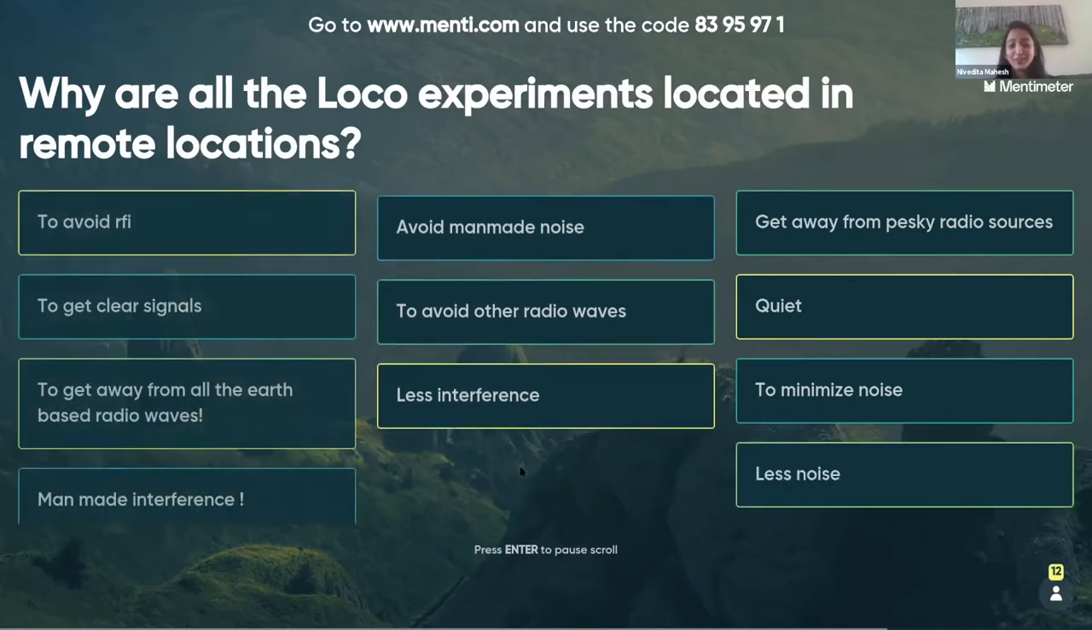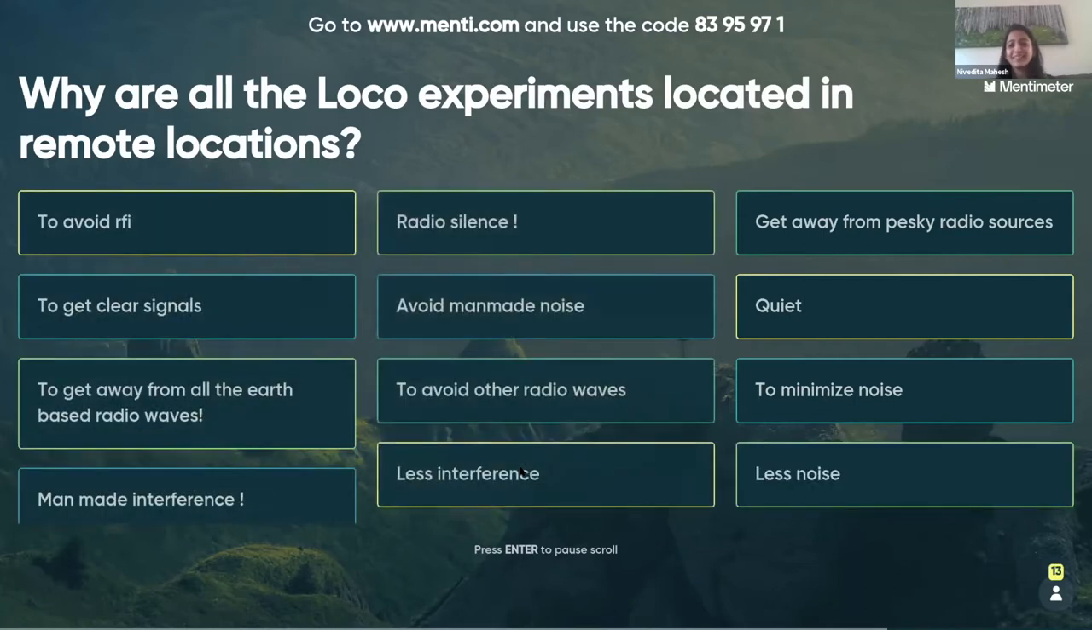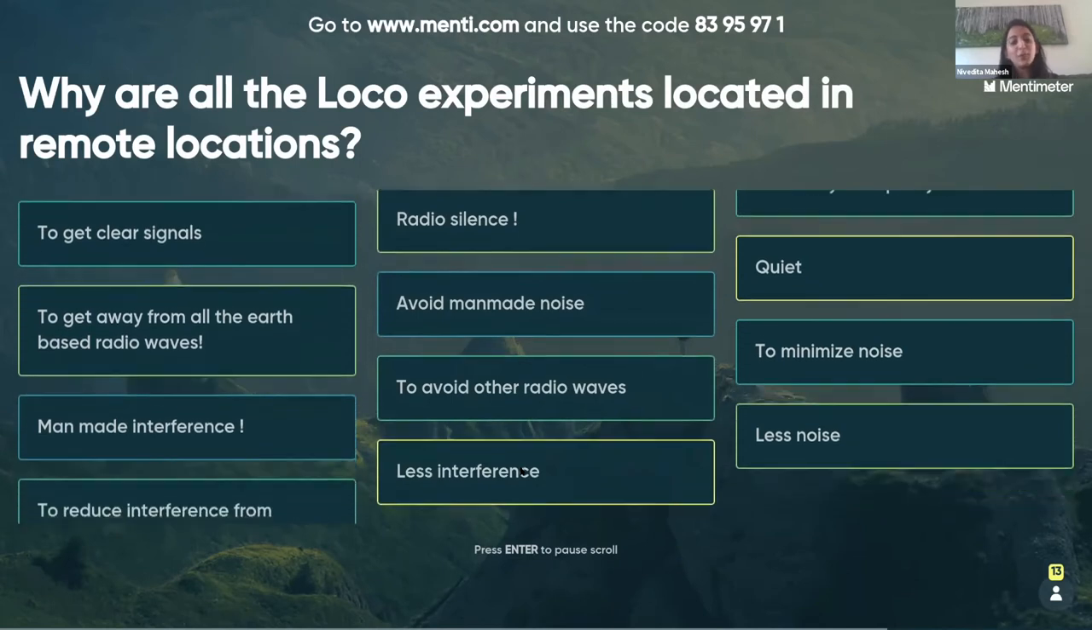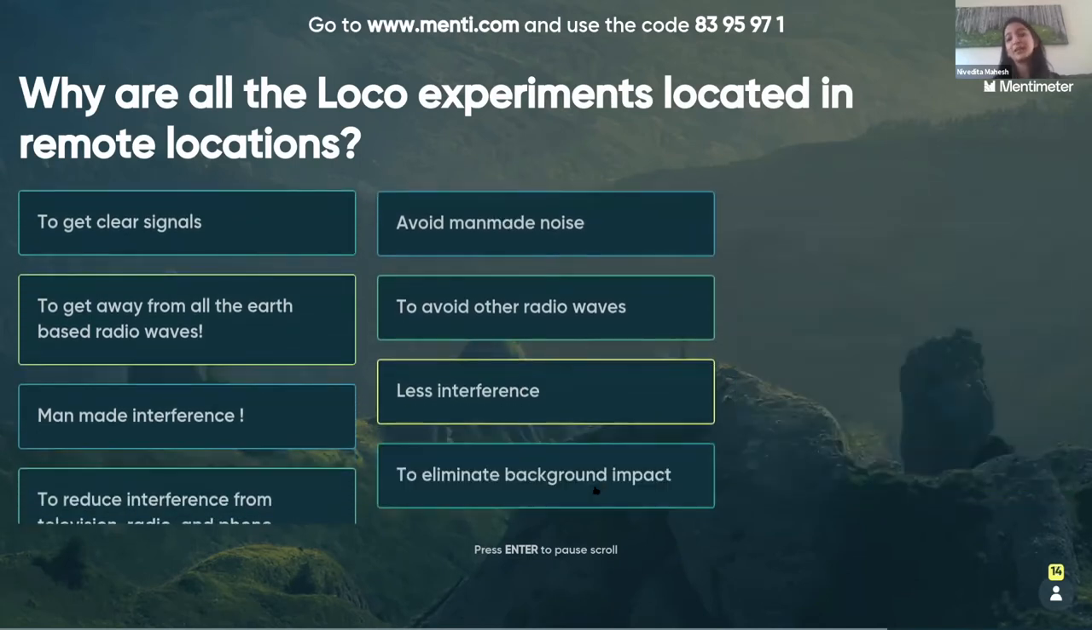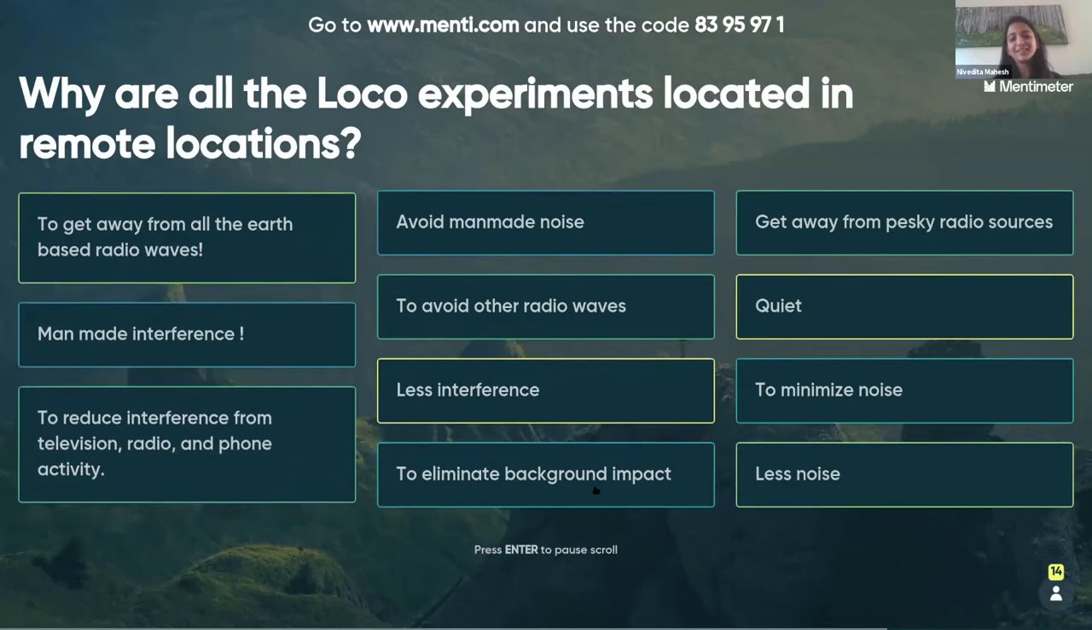Minimize noise, less noise. It's much more quiet. We definitely want to get away from all the man-made signals. Yes. Got that right.